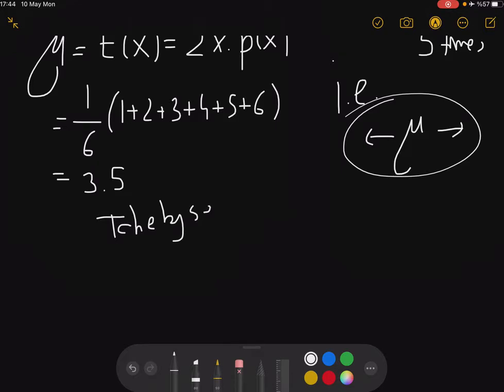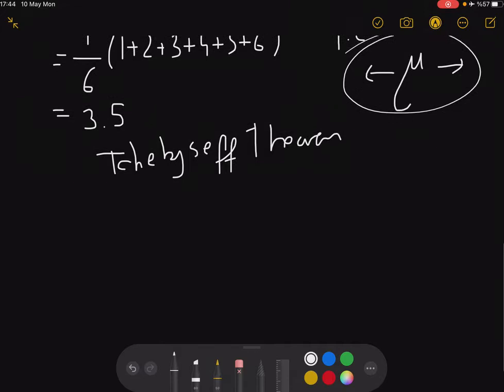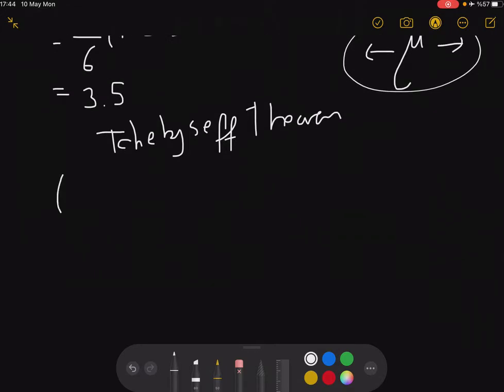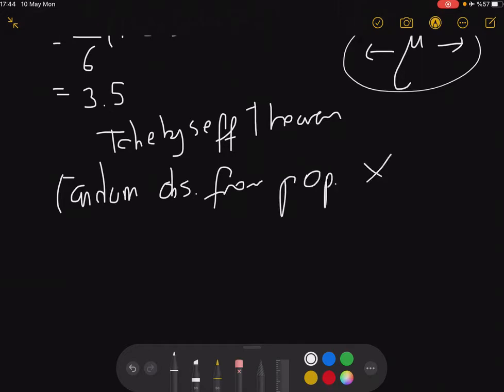Chebyshev, I hope I pronounced it correctly. What the Chebyshev theorem tells us is that for a random observation from our population X, you can have mu plus or minus a sigma for how far from.